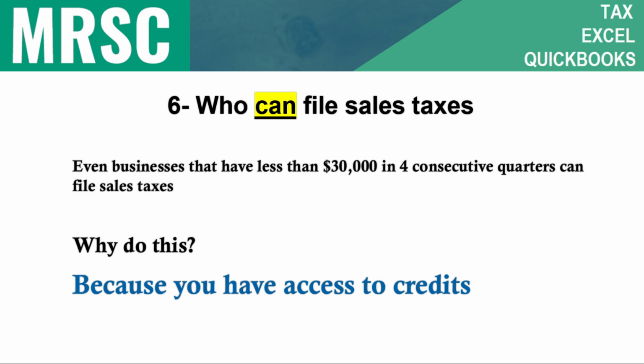Before, we looked at who must file sales taxes; now we're going to look at who can. So even though a business has less than 30,000 in the 4 consecutive quarters, it can actually file or register for sales taxes. Why would it do this? Because it will have access to those credits that we've been talking about.